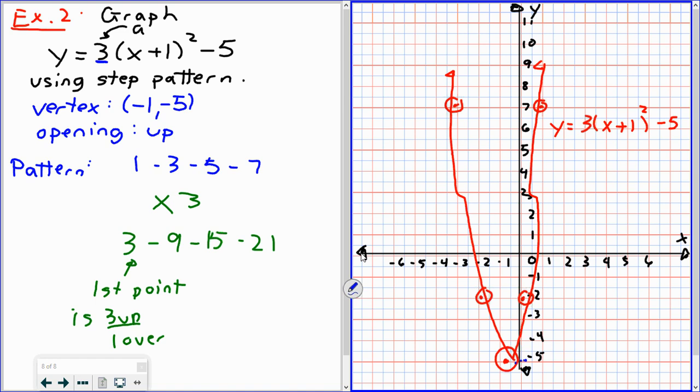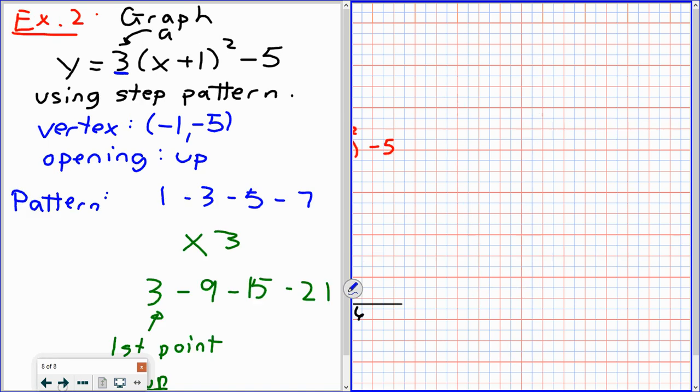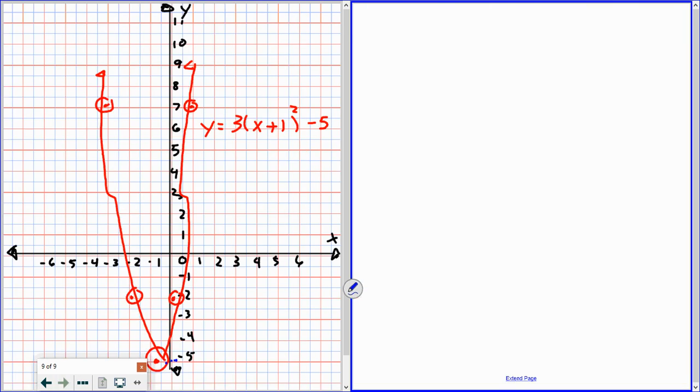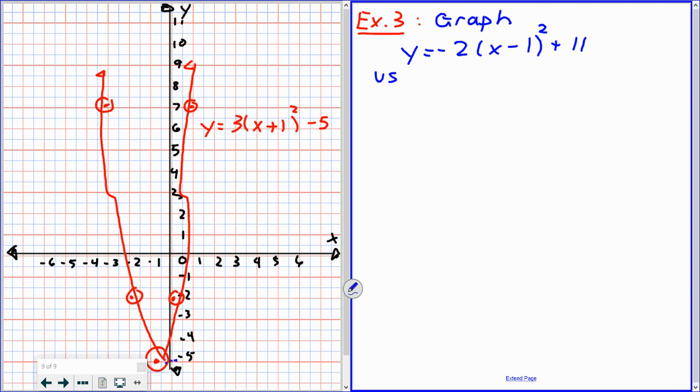Yes. Okay. I'm going to pause. I'm going to write another question on the board and pause. There are 2 people who have a little bit of work to do for me, so you can order back, I'll cover stuff. This is example 3. Graph y equals -2(x - 1)^2 + 11.